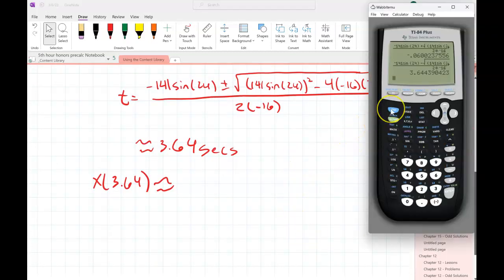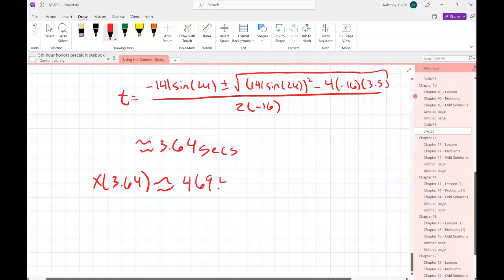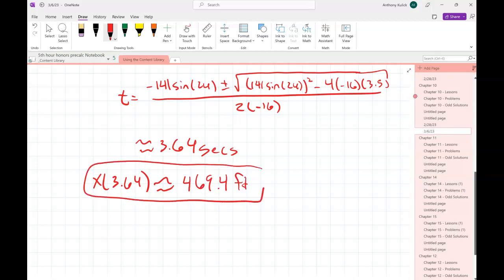So again, I'll go back to my calculator. Vars, y vars, parametric, and then x1t was where I left that. So do x1t of that number. So I get 469.4. Jeff's a beast. I want him on my team.